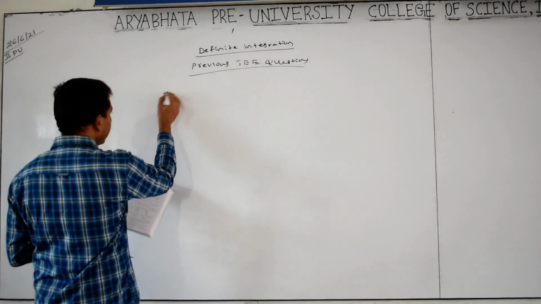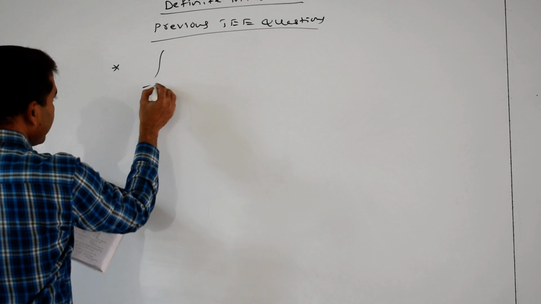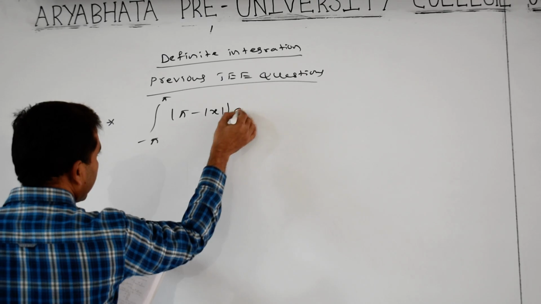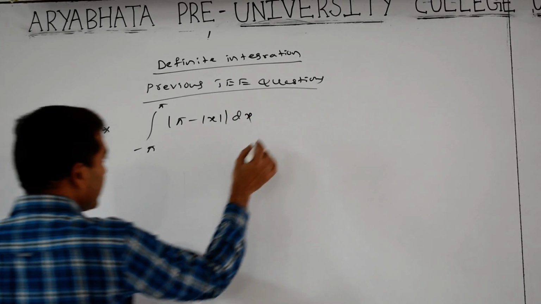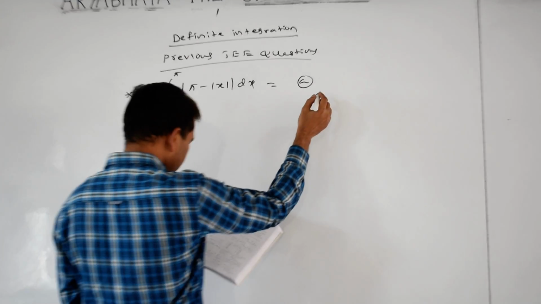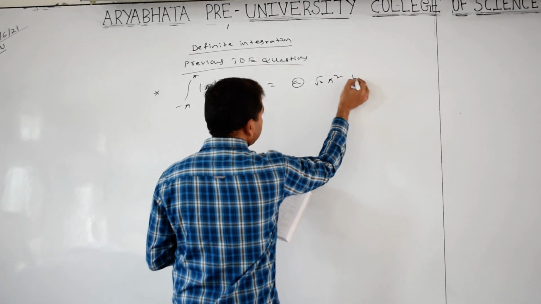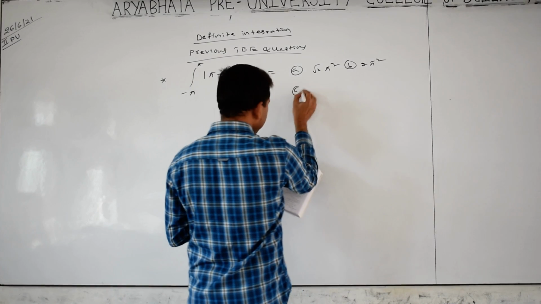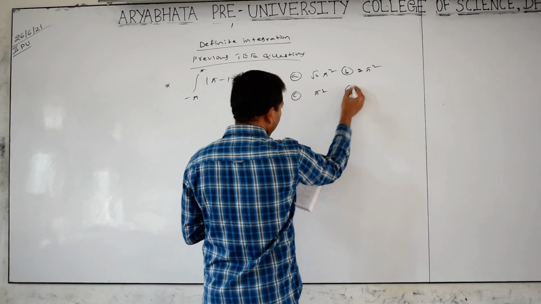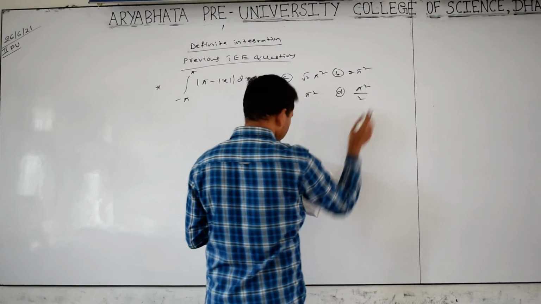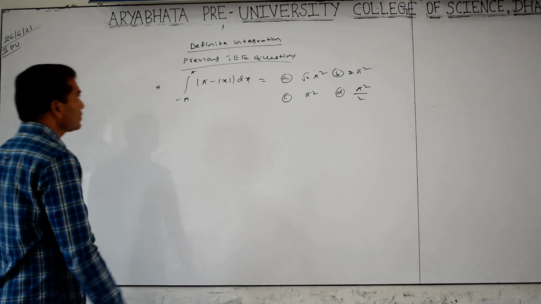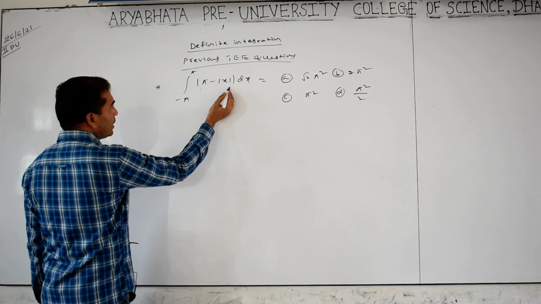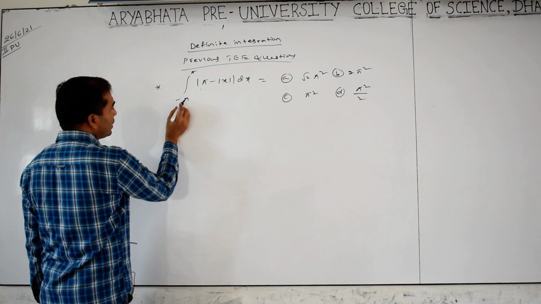Question number here: integration from minus pi to plus pi of mod of pi minus mod x dx equals, option A root 2 pi square, option B 2 pi square, option C pi square, option D pi square by 2. Here mod is there, so we should eliminate the mod, and before that we check the limits.